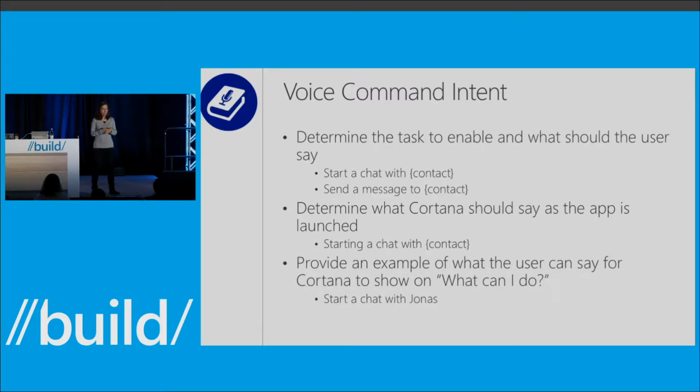Once you determine the Cortana feedback, you have to pick an example for Cortana to show when the user is asking, what can I do for that application? And that example needs to be the most meaningful in the context of your different choices for saying the command. And that is important because this is how users will learn and know what to say to the application.